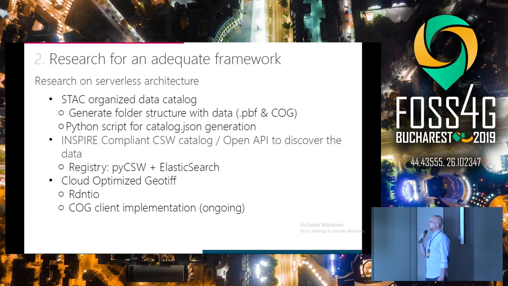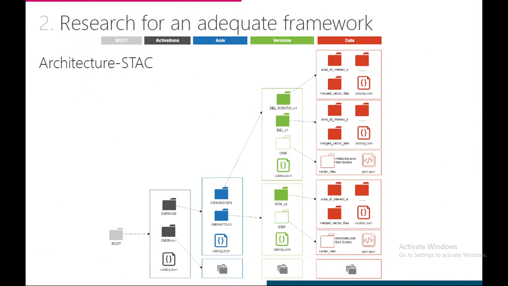We needed to have all the information published in a catalog with CSW and also with OpenAPI to use it to find the data. So there we use a registry, which is running behind by CSW, and indexing everything in Elasticsearch. And then for the cloud optimized GeoTIFF, as we have said, we are working on a fully client implementation to consume the data directly from the folder structure. But for the moment, we are using the Radiant Earth proxy to consume the COG directly on the client. This is an example of how we have organized the STAC architecture.